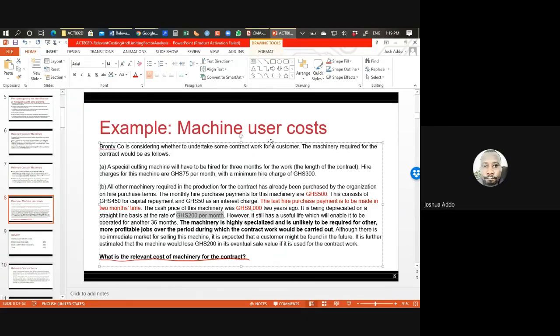There's a question on machinery costs. We have a case about it, and we want to identify which cost item is a relevant cost and which is not. There is some machinery already existing in the organization, the cost of which is 9,000. This machinery is being depreciated on a straight line basis, and the depreciation rate per month is 200 Ghana cedis. Is this 200 Ghana cedis per month a relevant cost to the decision to undertake the future contract or not? And explain your answer.